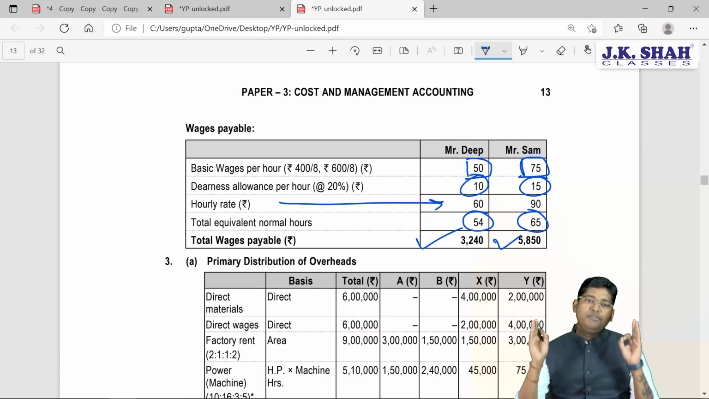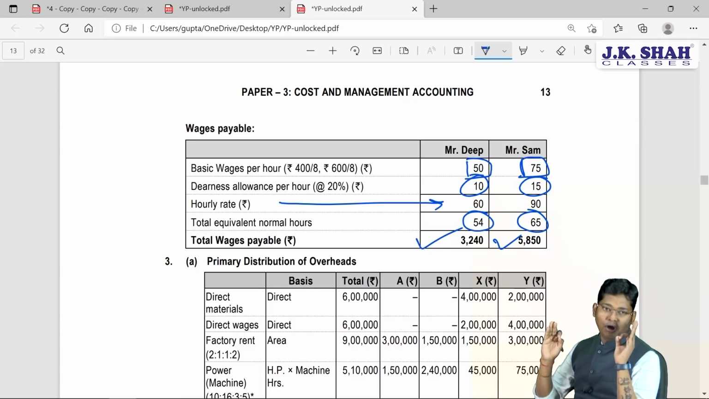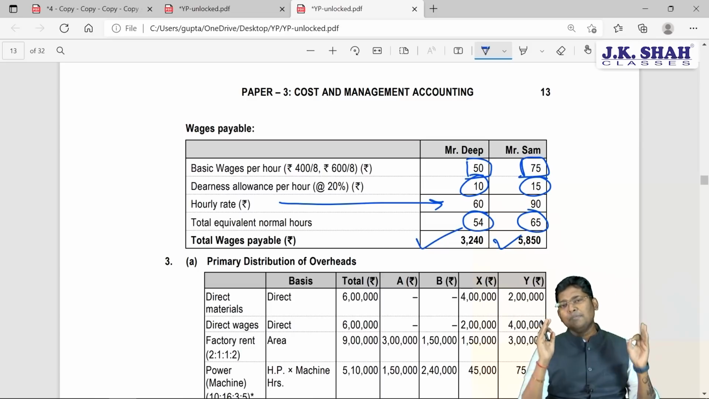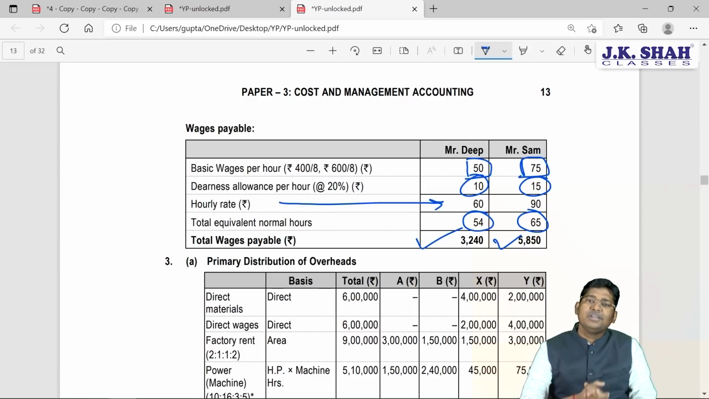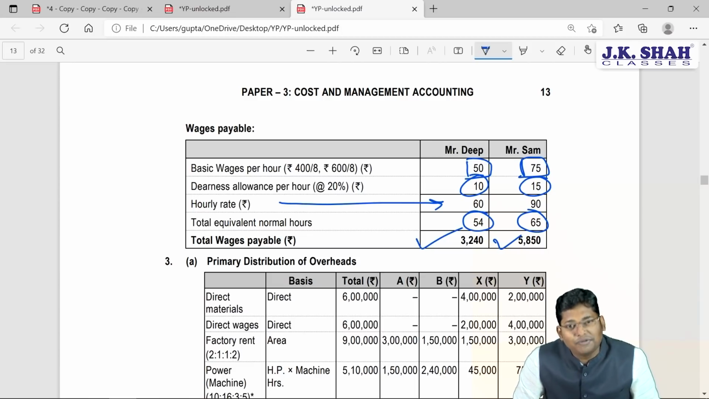This was the very, very important question of your employee costing, and the same question is covered in JK Shah classes textbook classwork section also. Kindly revise this before examination.